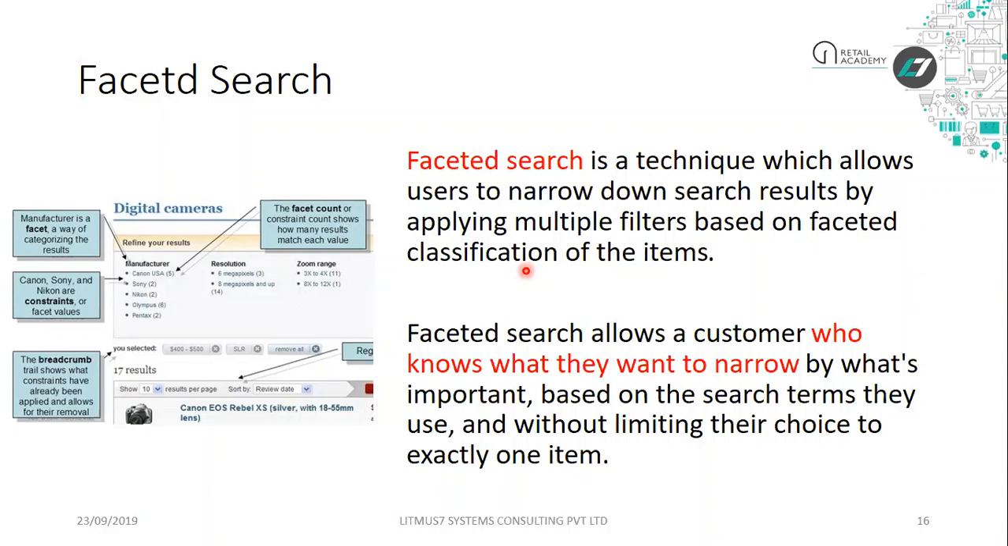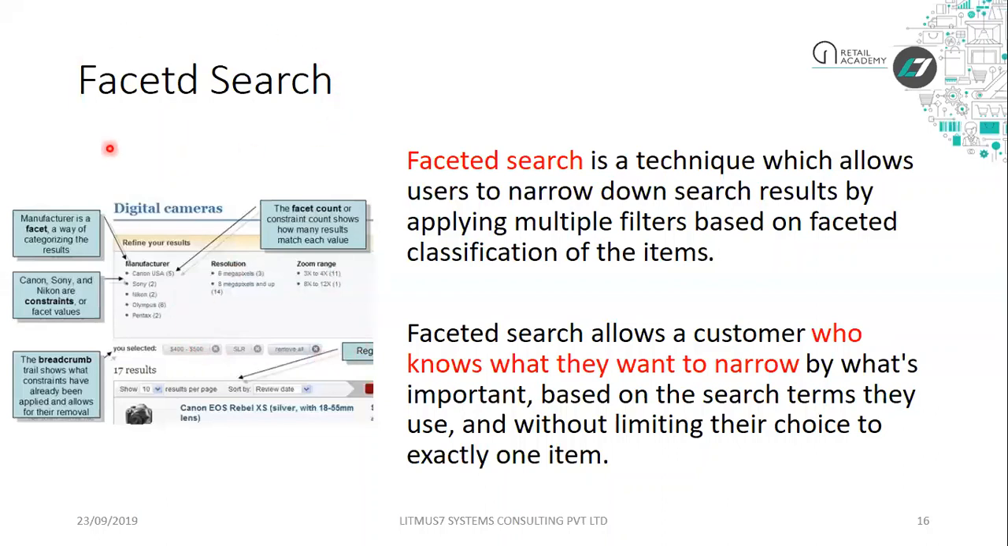These are known as facets, and the facets have a name. In this example, the manufacturer is the name of the facet, and Canon, Sony, Nikon, and those are the facet values, or dimension values as known in search terminology.